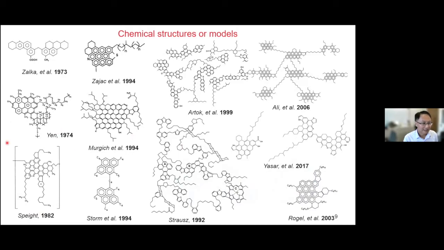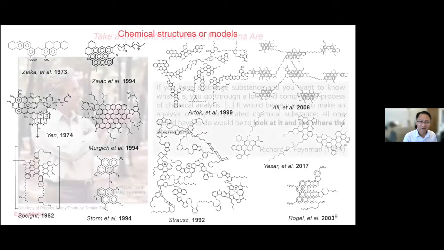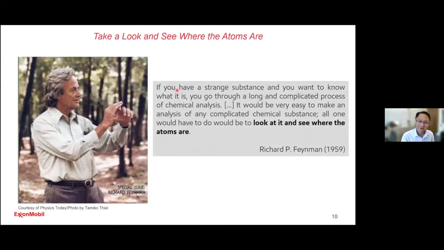So how do we know the average structure without knowing the individual ones? And also, how do we know whether any of these structures are true? This is where a technique we've been working on comes into play. This is a visionary statement by Richard Feynman. He said if it's a strange substance, you just take a look and see where the atoms are. This is very straightforward from a physics approach. It was unthinkable as a chemist, and it was only recently realized.